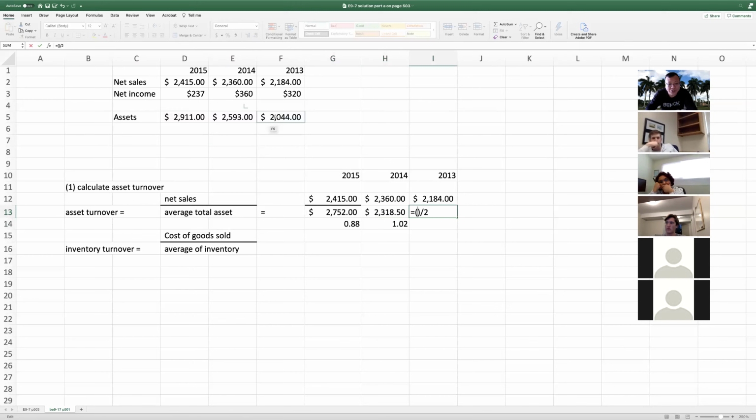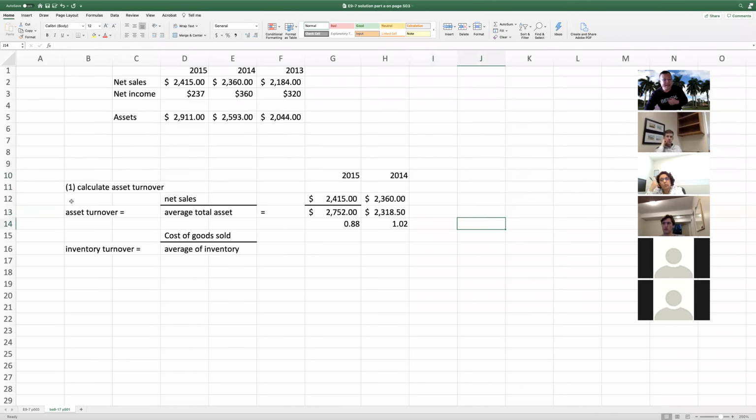So for 2013, then we have a problem here, right? We don't know the number for 2012. So what is the question here? The question is asking for only the years 2015 and 2014. They are not asking for 2013. You know why now, because we don't have an opening balance. So we only do it for 2 years. That's what the question was asking.